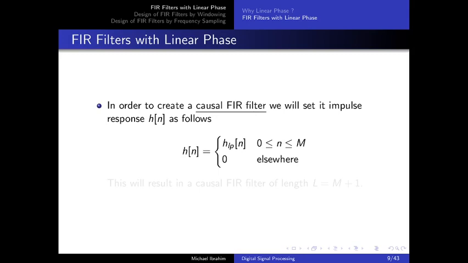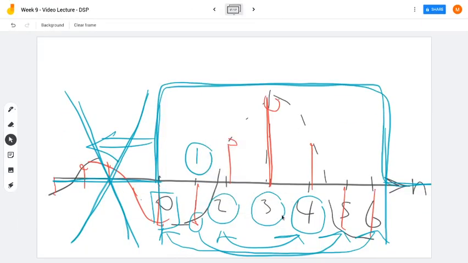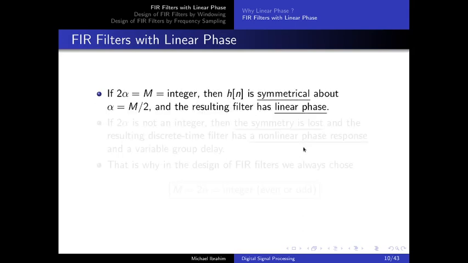M should be equal to 2 alpha. So in this example over here, if alpha is equal to 3, m, the last sample, should be 6. And if alpha is 3.5, m should be 7, and so on. Okay, this will result in a causal FIR filter of length m plus 1, and by length here we mean the length of the impulse response. If the impulse response is going from 0 up to m, the length is m plus 1.